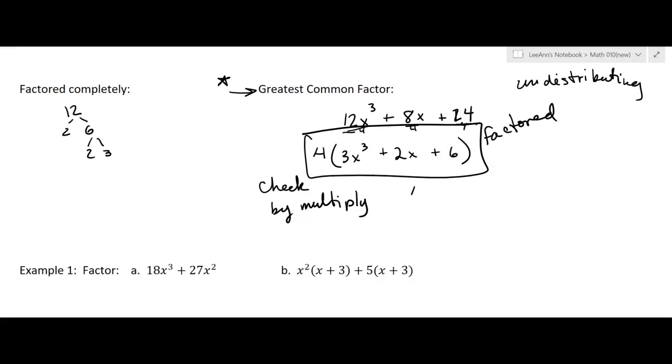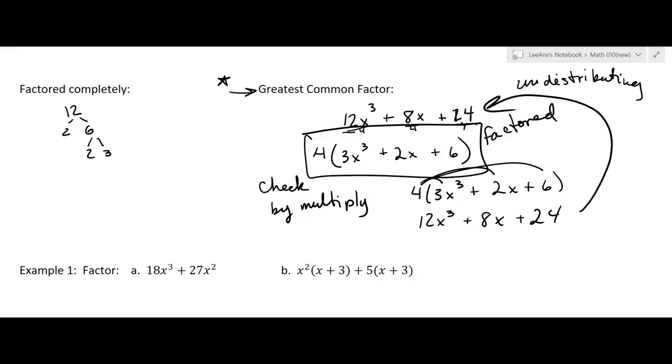Okay, to check it, I would have to multiply, and in this case, that's a distributing thing. So I'd go 4 times 3x cubed, which is 12x cubed. I'd go 4 times 2x, which would be 8x. And I'd go 4 times 6, which is 24. That should be the original polynomial. If it's not, then I've made a mistake somewhere.